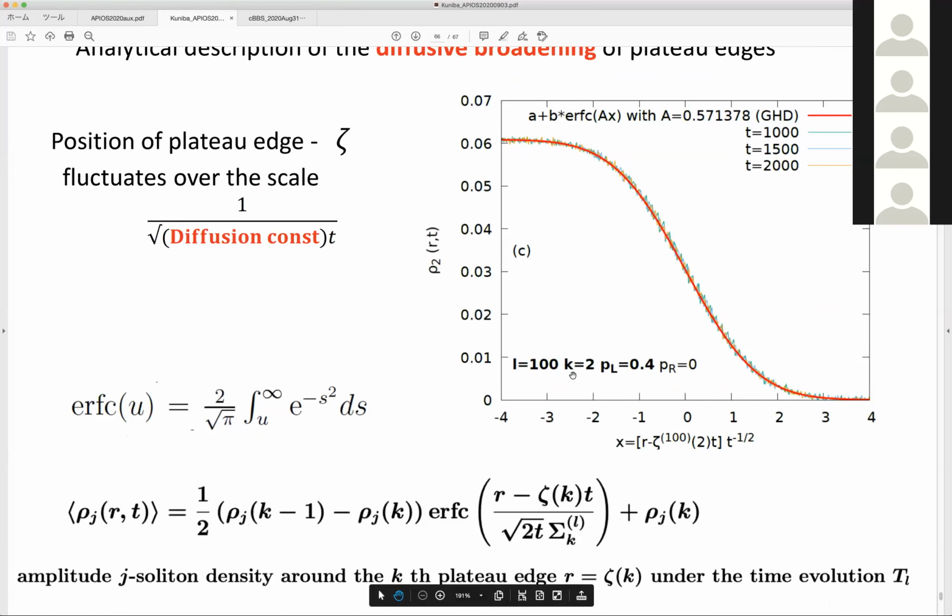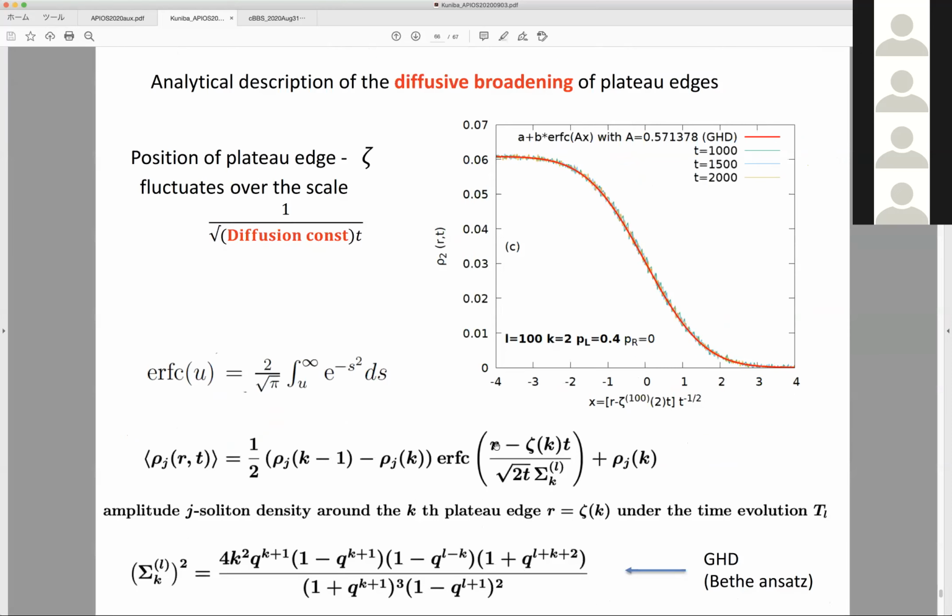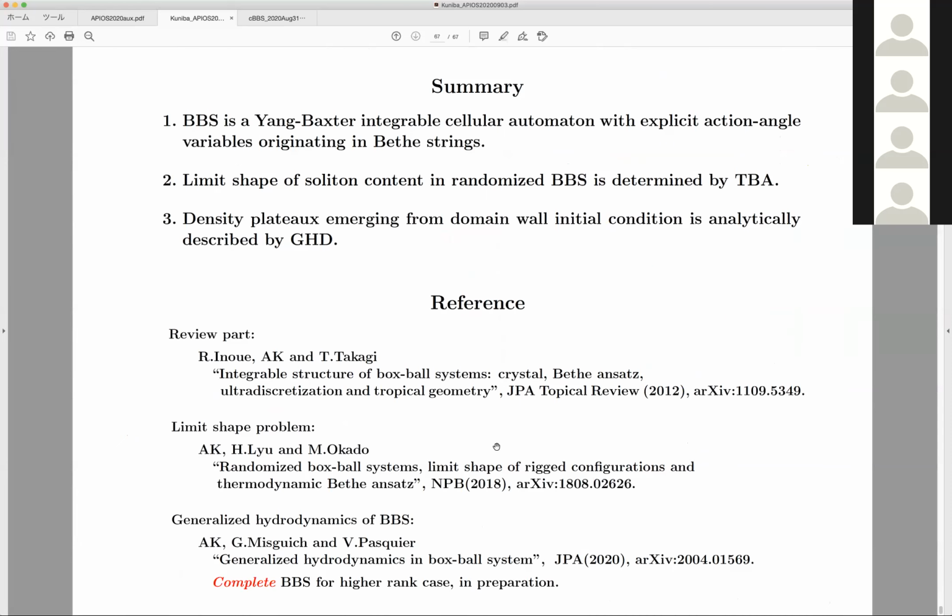So this is almost the end of my talk. Let me summarize. BBS is a Yang-Baxter integrable cellular automaton with explicit action angle variables originating in Bethe strings. The limit shape of soliton content in randomized BBS is determined by TBA. The density plateau emerging from domain wall initial condition is analytically described by GHD. Those are the main results.